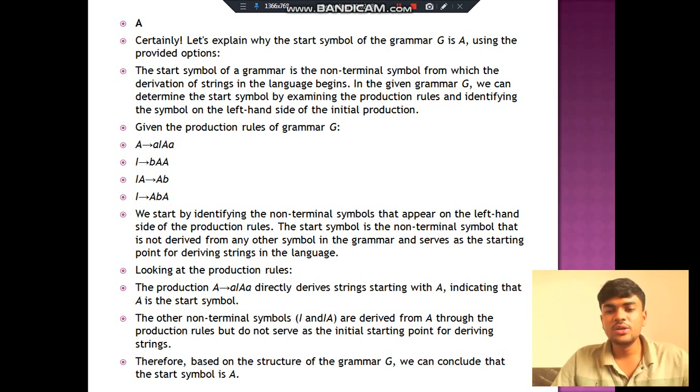The start symbol is the non-terminal symbol that is not derived from any other symbol in the grammar and serves as the starting point for deriving strings in the language. Looking at the production rules, a production A → LA directly derives strings starting with A, indicating that A is the start symbol. The other symbols L and LA are derived from A through the production rules but do not serve as the initial starting point for deriving strings. Therefore, based on the structure of grammar G, we can conclude the start symbol is A.